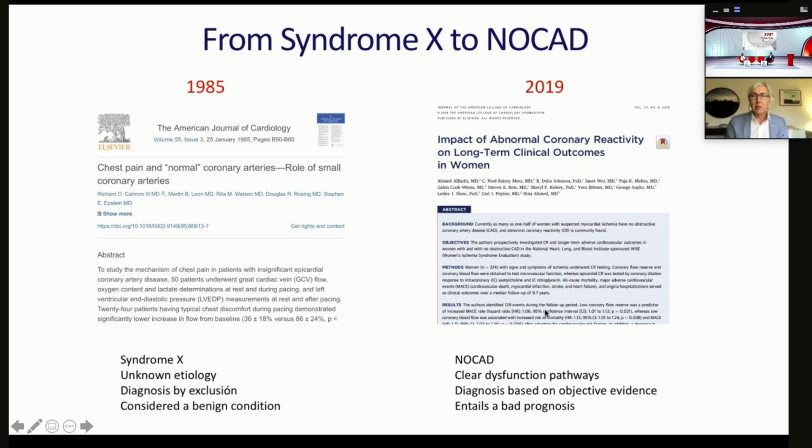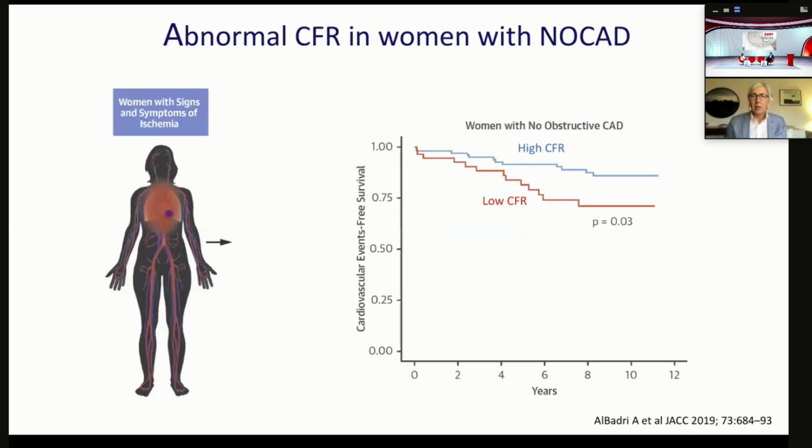But nowadays, in 2020, we know that there are actually clear dysfunction pathways accounting for this syndrome. And when you classify the patients according to objective evidence that there is something wrong in the coronary microcirculation, then you understand that this has a bad prognosis and also that it can be amenable to proper treatment.